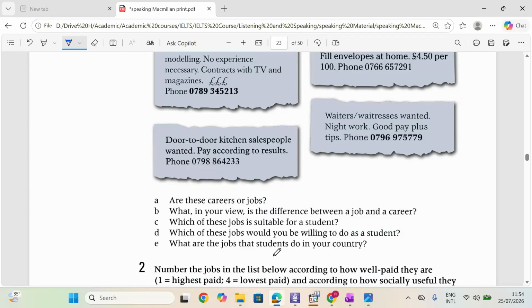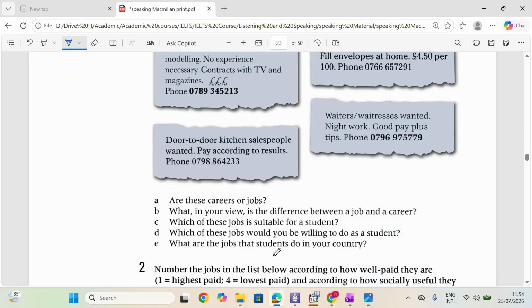Okay, thanks. Let's go to Shahd. I'm going to answer all the questions. Yes, because they're all related. You can structure them like a conversation or one talk. Yeah. Okay, so the first, are these careers or jobs? There's no need to repeat the questions. You just give your answers without reading aloud the questions.